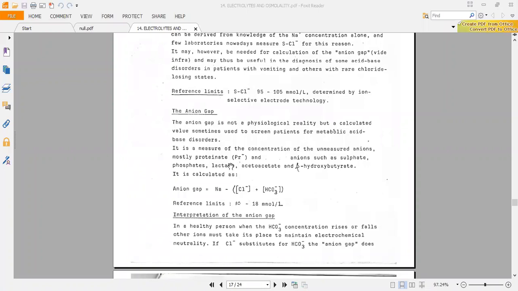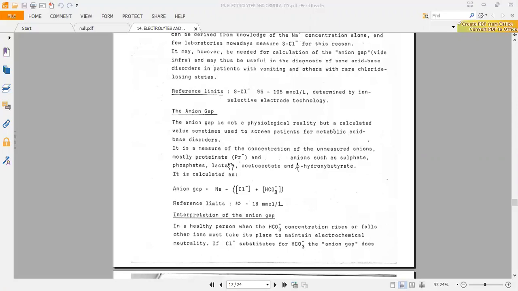So anytime you hear that the anion gap has increased, two things should come to your mind. One is that the levels of chloride and bicarbonate have reduced, and the second thing is that the levels of the other unmeasured anions like sulfates, phosphates, lactates, acetoacetates, beta hydroxybutyrates have increased. Good.